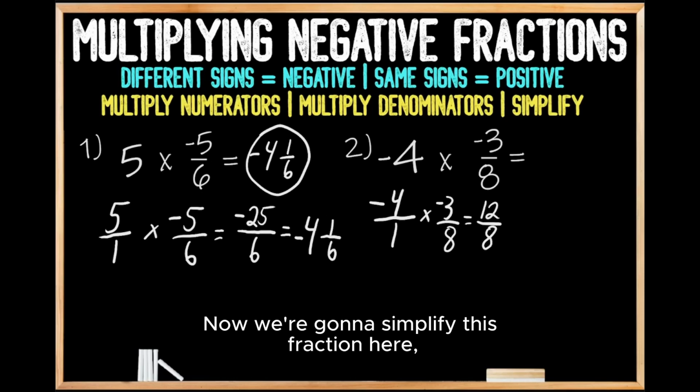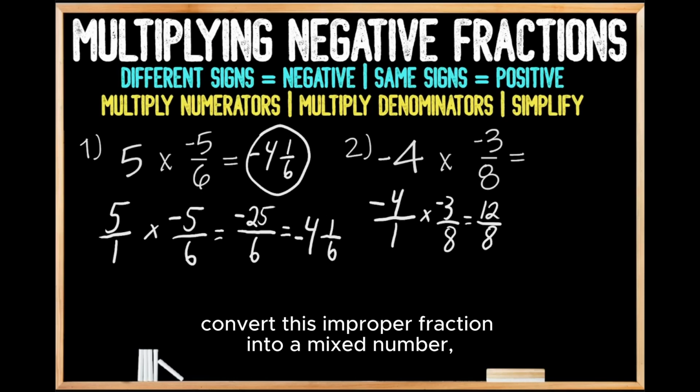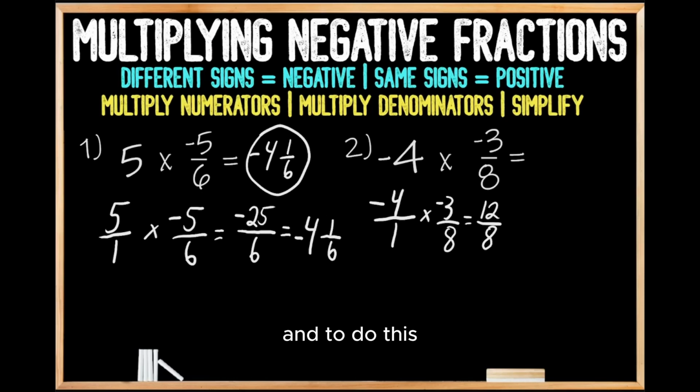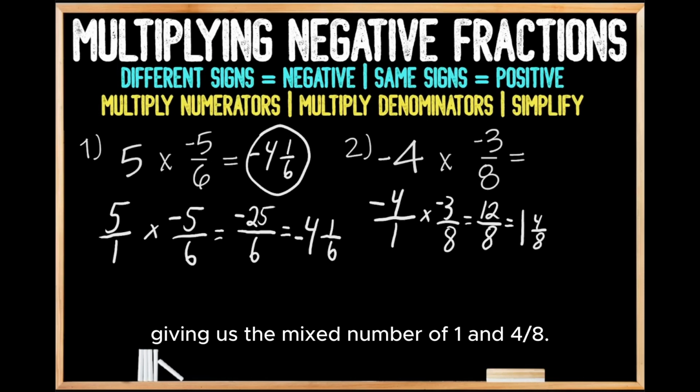Now we're going to simplify this fraction here. So we're going to convert this improper fraction into a mixed number. And to do this, we're going to think, how many equal groups of 8 can we make out of 12? Well, we know that we can make 1 equal group of 8 out of 12, and that's going to leave us with 4 left over. So that 4 is going to be our numerator. And then our denominator hasn't changed. It's still in 8s, giving us the mixed number of 1 and 4/8.